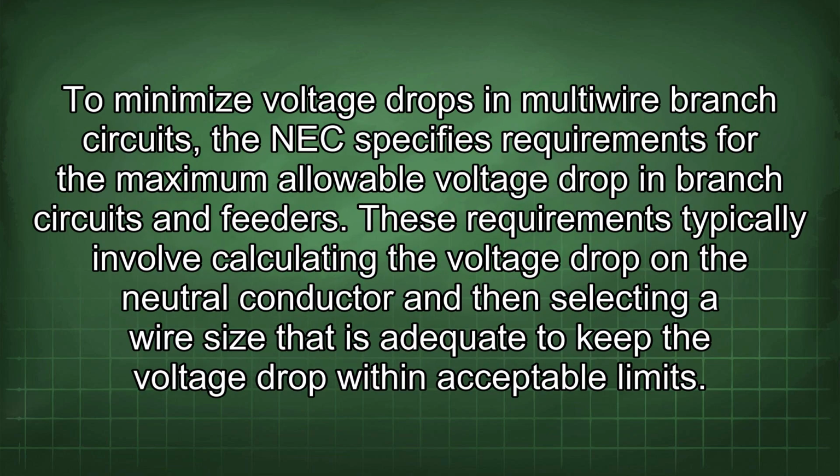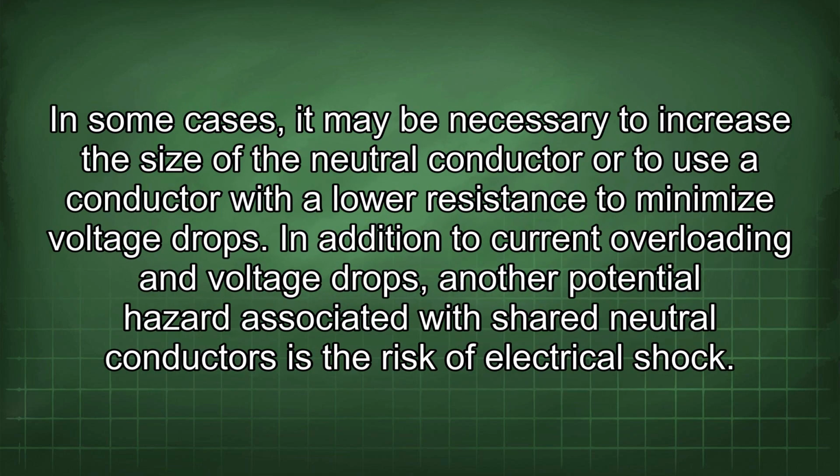To minimize voltage drops in multi-wire branch circuits, the NEC specifies requirements for the maximum allowable voltage drop in branch circuits and feeders. These requirements typically involve calculating the voltage drop on the neutral conductor and then selecting a wire size that is adequate to keep the voltage drop within acceptable limits. In some cases, it may be necessary to increase the size of the neutral conductor or to use a conductor with a low resistance to minimize voltage drops.